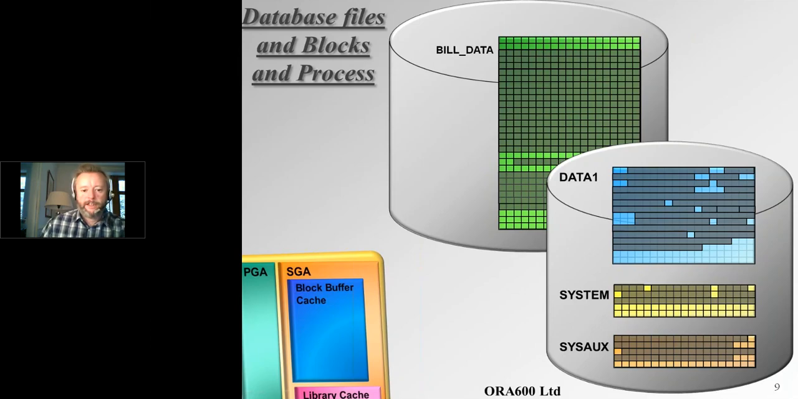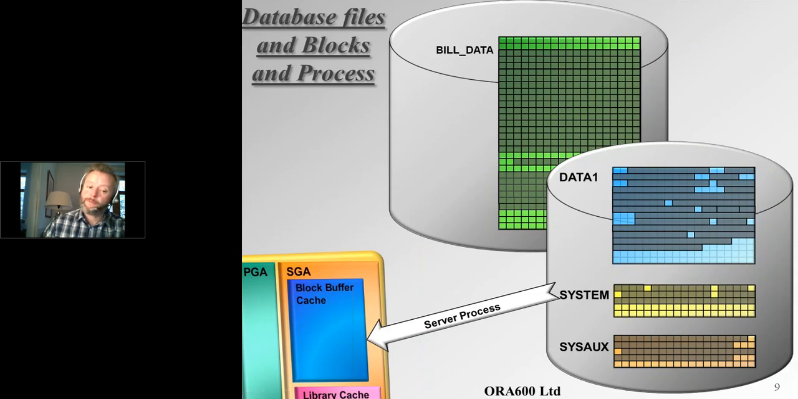So how does the data get from the storage into the block buffer cache? It's actually done by your server process. So when you run a SQL statement, your server process will look in the block buffer cache for rows that it needs, and if they're not there, it will go to the storage and get the block holding the row.